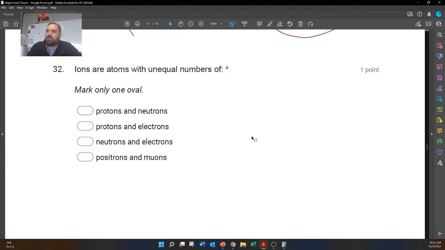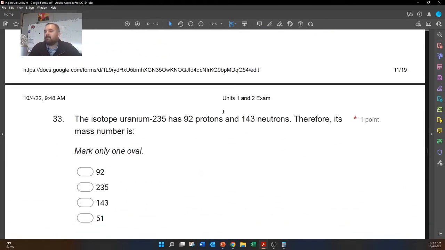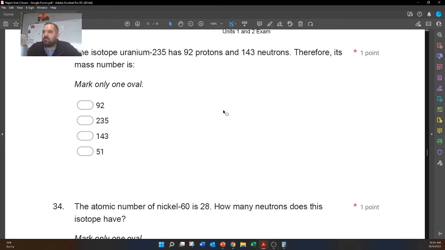Ions are atoms with unequal numbers of protons and electrons. So if you've got 10 protons, 8 electrons, that's an example of an ion. An isotope of uranium-235 has 92 protons and 143 neutrons. Therefore, its mass number is what? We just have to add these together. So 143 plus 92, which gives us 235. And then 235 is our mass number.